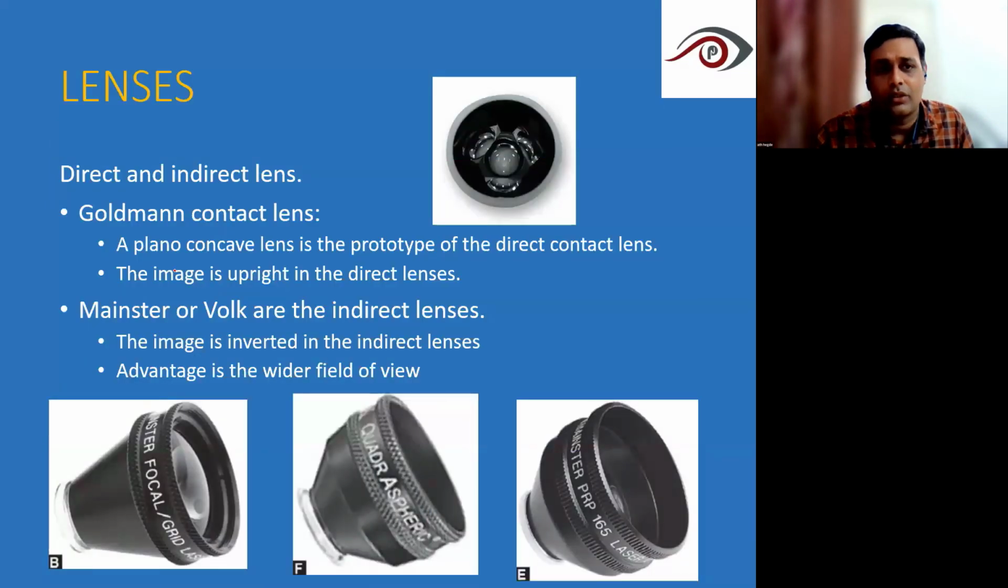The lenses now. There are mainly two types of lenses, the indirect and direct lenses. The direct lens has very good visibility, with an upright image, but the problem is that looking at the periphery will be difficult. That is usually a Goldmann contact lens. Nowadays, most commonly we use indirect lenses like Mainstar and Volk, where the image is inverted as you see in the IDO. And the advantage is you have a very wide field of view in one view, up to 160 degrees.